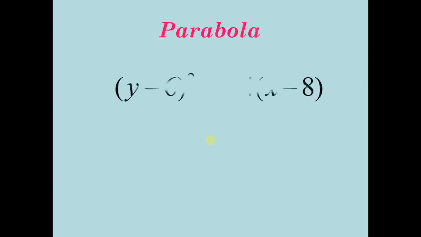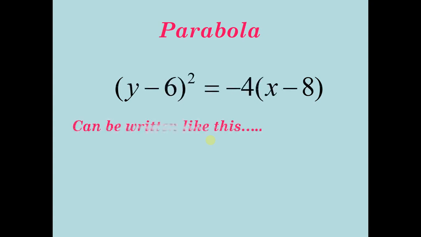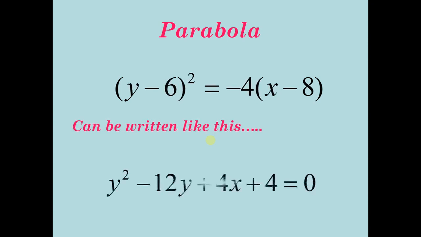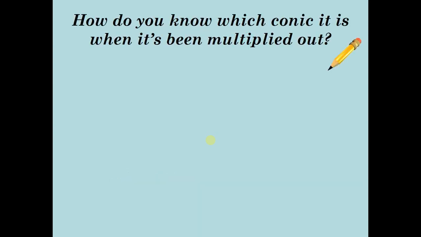Parabolas, on the other side of that, would look something like this: y squared minus 12y plus 4x plus 4 equals 0. So that one's not as useful as the top, because the top tells me I have a vertex of (8, 6), and then my p-value would be -1. So this would be a parabola that's facing toward the left, correct? So how do you know which conic it is when it's been multiplied out?